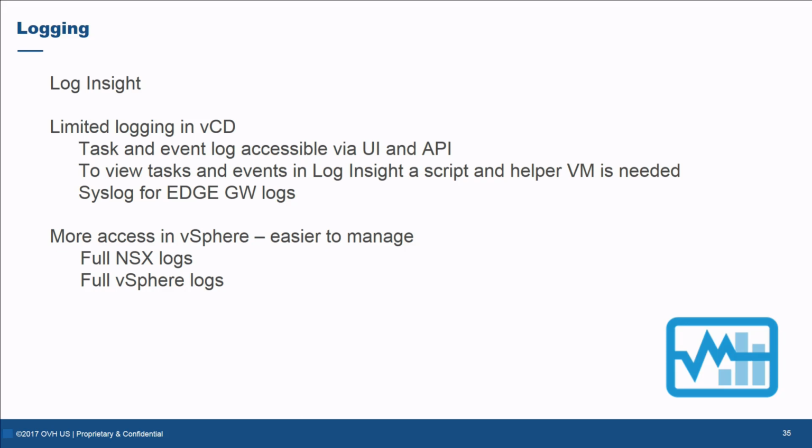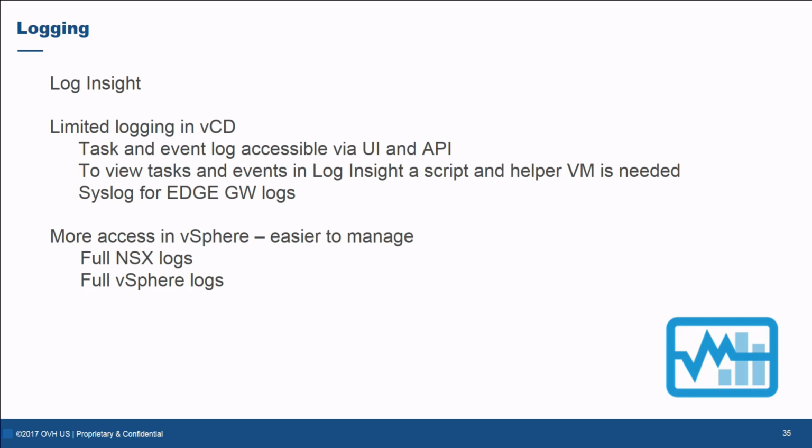With vSphere, you have more access. You usually have access to NSX logs. You have access to all the logs that are available inside vCenter. But keep in mind that these logs are, again, accessible in majority from the UI. Now, with VCD, the only way to get logs is actually just through UI or API. But there is a way around it. So what you can do is you can write a PowerShell script, and we actually did that. So if anybody needs it later, we can share it.